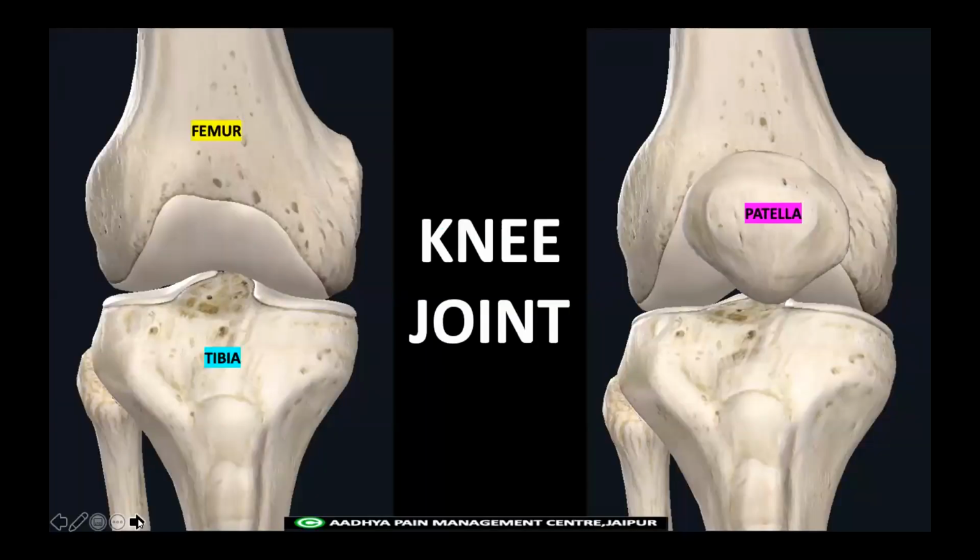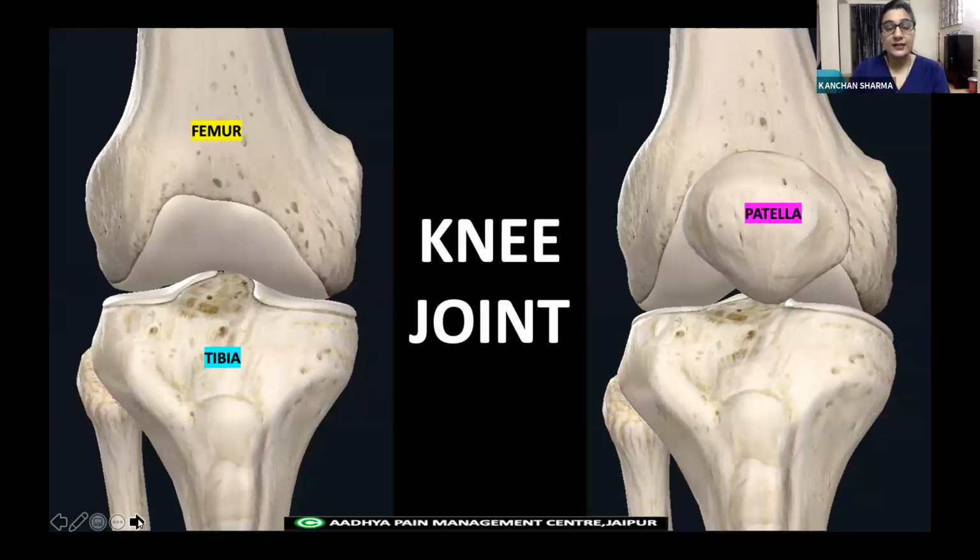When we talk about the knee joint, what is the knee joint? It's a synovial articulation between the lower end of your femur and the tibia, and then the articulation between your femur and the patella. Means the fibula has no role in the knee joint. Fibula is not a part of the knee joint. So the knee joint is between femur and tibia and between femur and patella. So, synovial articulation between these bones.